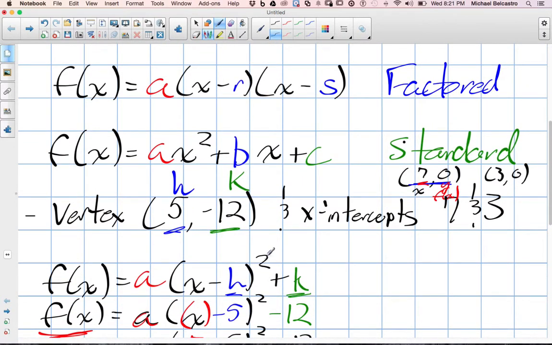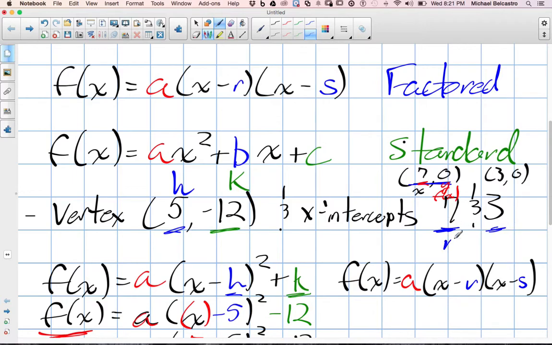Oops, sorry, I'm all over the page there. That's good. Let's do the other one, since we can. F at x is equal to a, x minus r, x minus s. So build them both together, r and s. R and s are these values here. It doesn't matter which is r, which is s, we can plug them both in. So f at x equals a x minus 7.